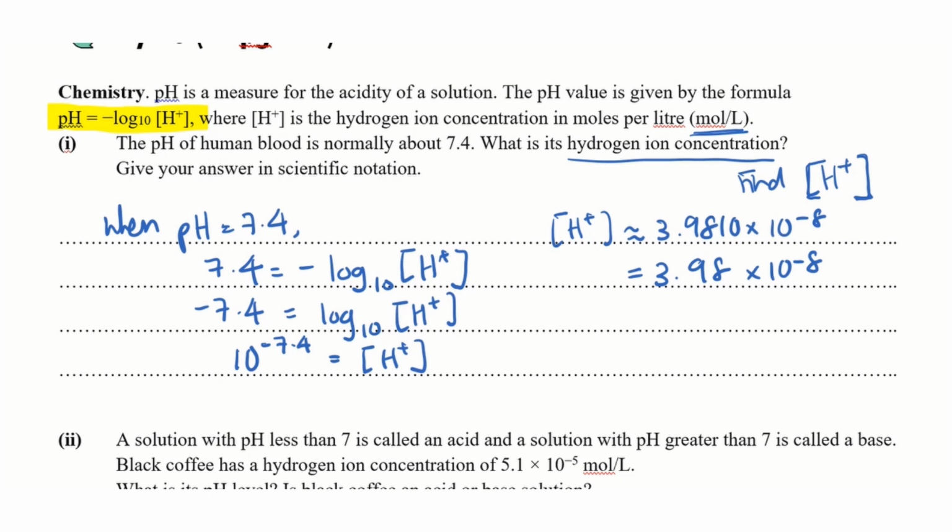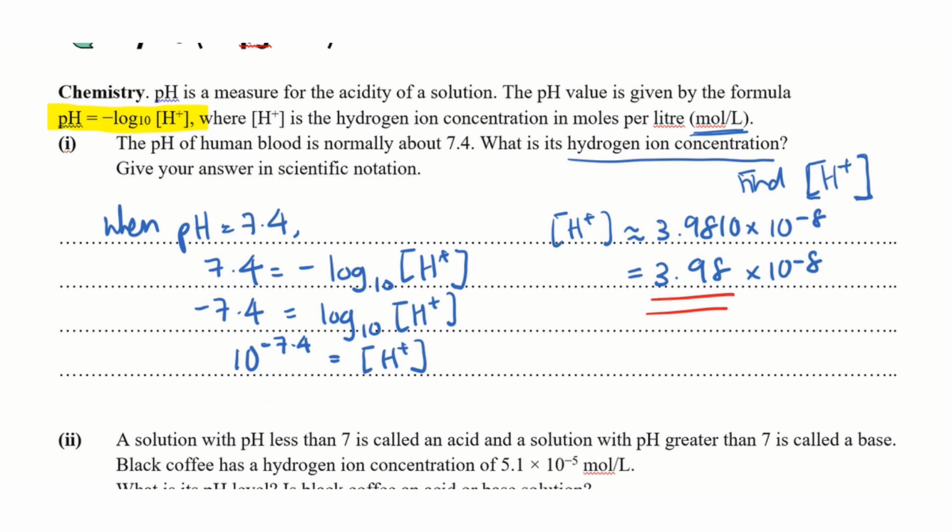Take note that we will not accept this answer, because this answer over here is not meaningful. What do I mean by that? Because with 10 to the power negative 7.4, I wouldn't know what the exact value is. It is not even in standard form. Therefore it is not meaningful, because when we evaluate this, we see that it is actually 3.98 something. That is a more meaningful number to discuss. So that is how we find the value for part 1.